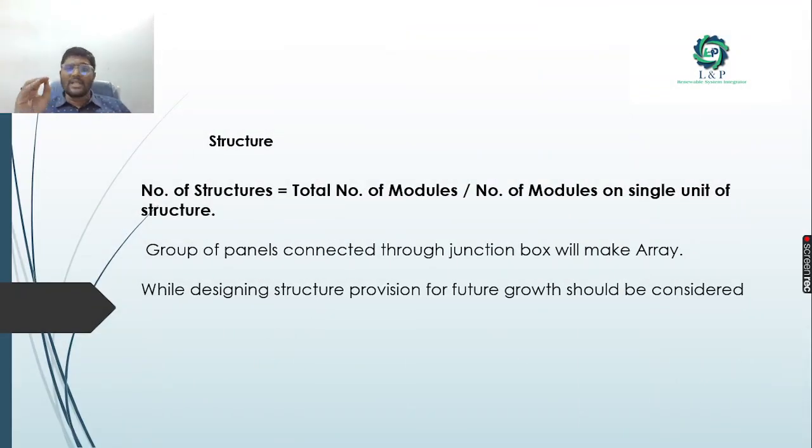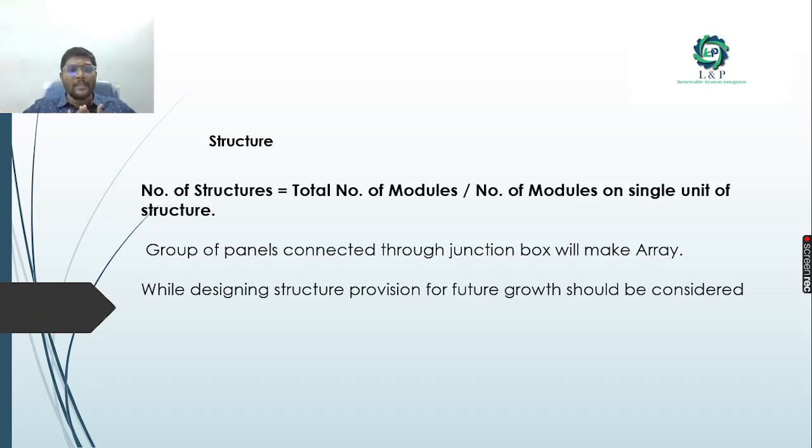And structure is very much important. So if you want to calculate the number of structures, first you need to know the total number of modules. We already calculated this when we were calculating the modules that we plan to connect in series and parallel. So now we know the total number of modules. Divide the total number of modules by the number of modules per single structure.